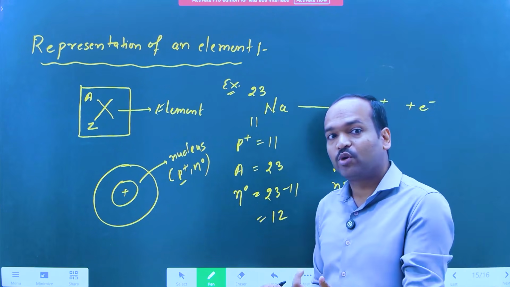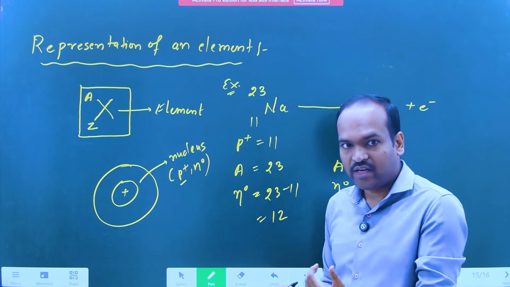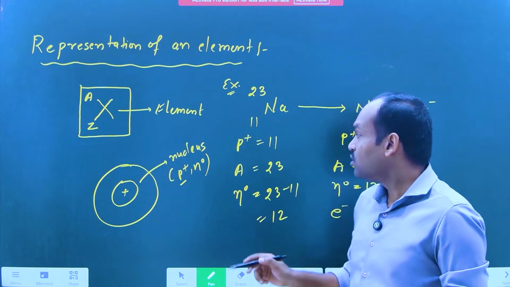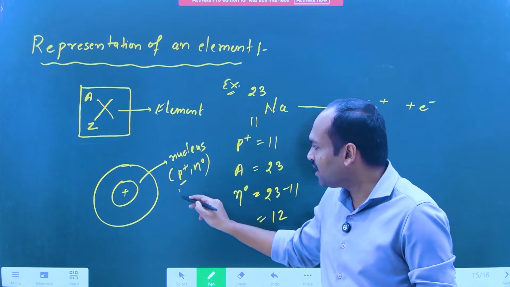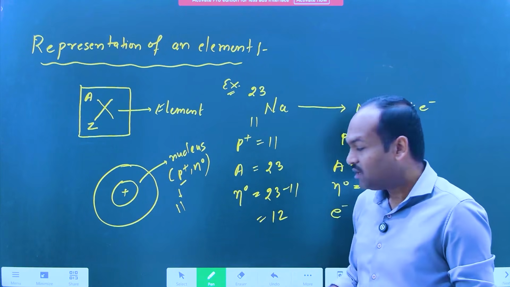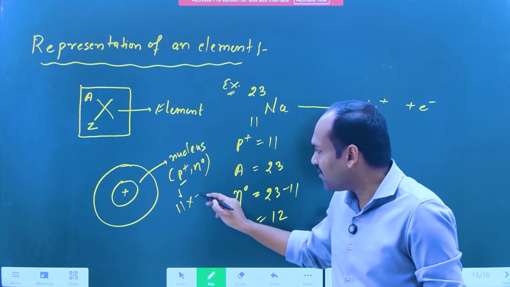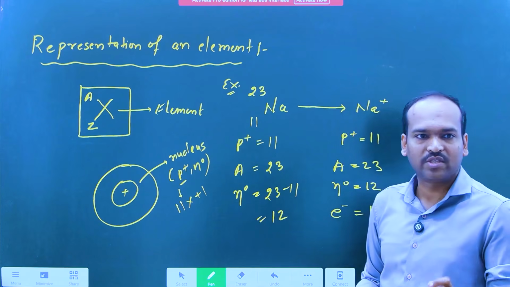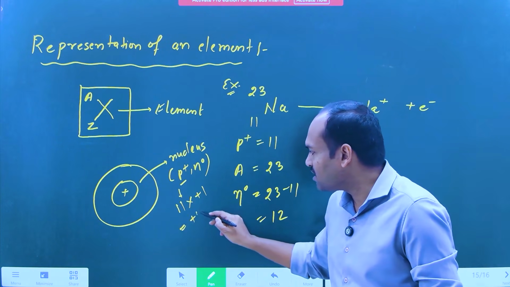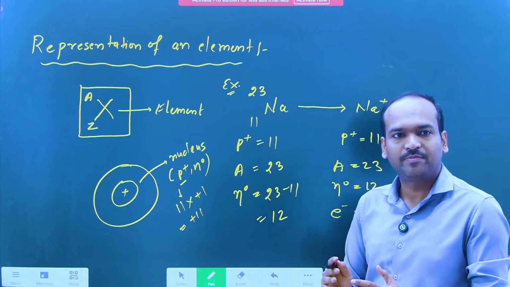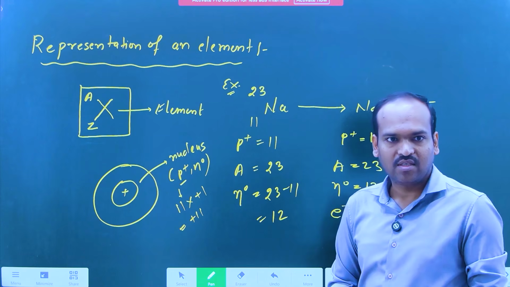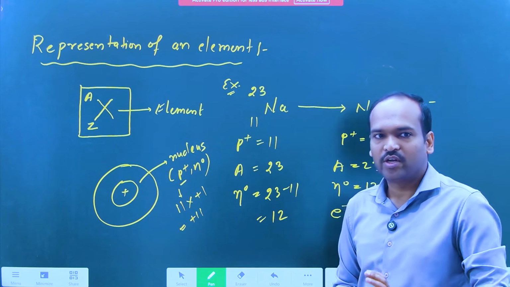The number of protons in any nucleus we can count with the atomic number. In sodium the number of protons is 11, and one proton has plus 1 charge. So what is the total nuclear charge? Plus 11, the charge possessed by the total protons. This is what I mean by total nuclear charge.